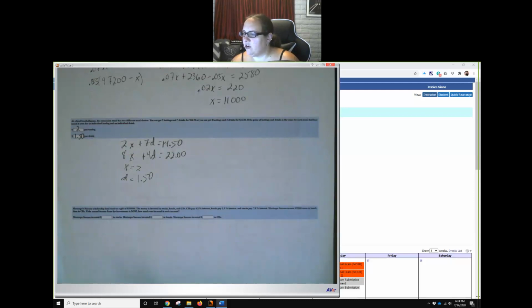Okay, Maricopa's Success Scholarship Fund receives a gift of $110,000. The money is invested in stocks, bonds, and CDs. CDs pay 4.5% interest. Bonds pay 2.3% interest, and stocks pay 7.8% interest. Maricopa Success invests $2,500 more in bonds than in CDs.